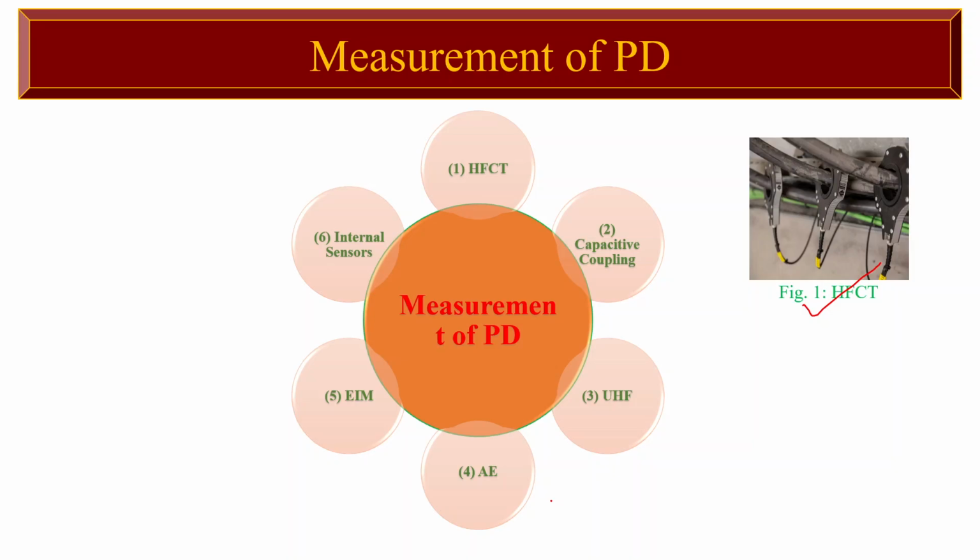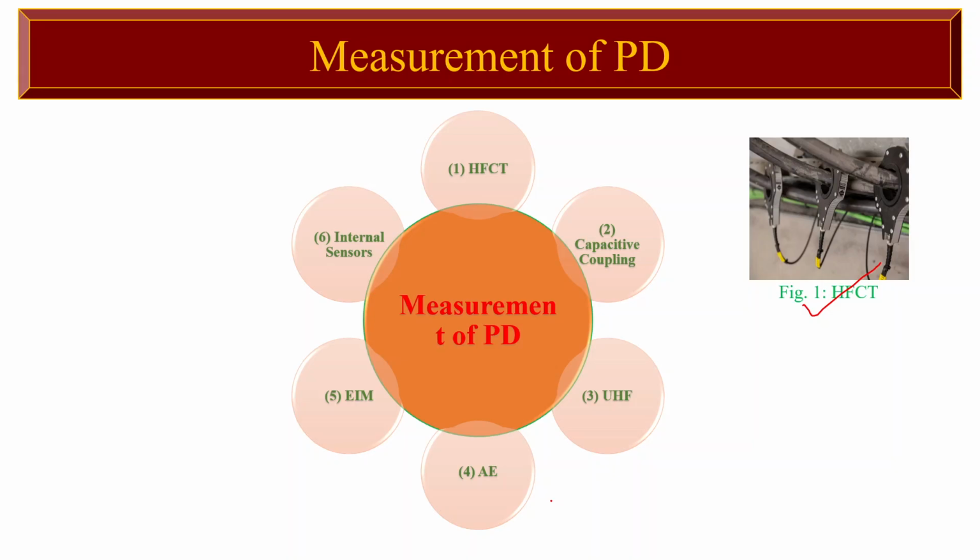Fourth one, that is signal analysis. The amplified and conditioned signals are analyzed to determine the characteristics of the partial discharge. This analysis can include identifying the magnitude, frequency content, time domain features, and other parameters of the partial discharge activity.